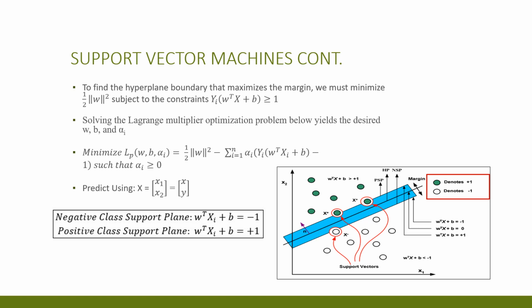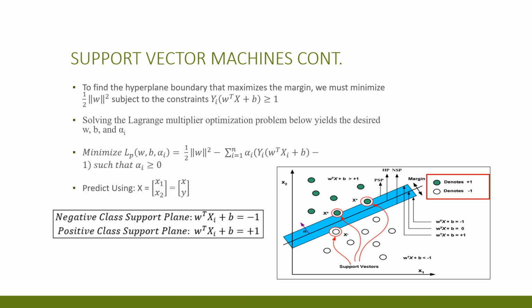By substituting coordinate values into x equals x1, x2, which equals x, y, with x and y representing coordinate values, into the hyperplane equation, the user can predict which class any given data point belongs to.